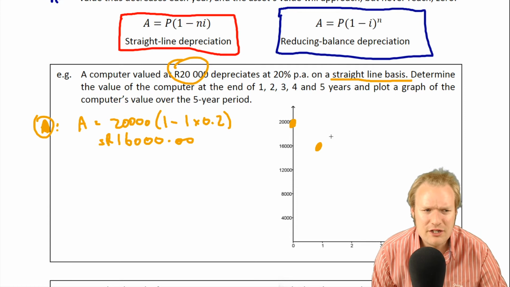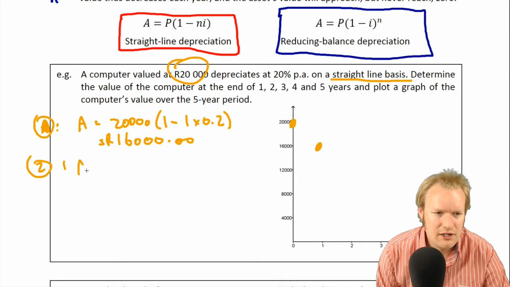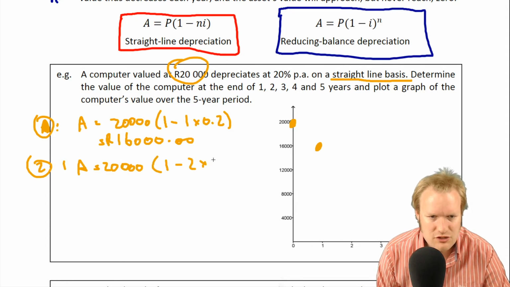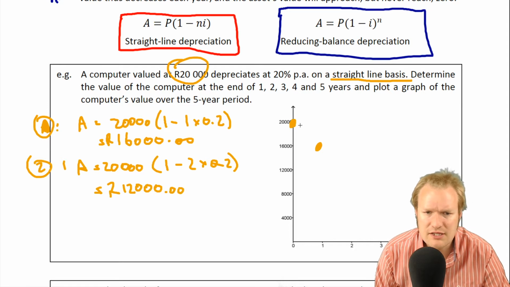Now it's already going to be a straight line graph, so what do you think the rest is going to look like? So let's go through to our value of our 20,000 Rand computer. After 2 years, 1 minus 2 times 0.2, into the calculator, well, it's losing another 4,000 Rand. So we're down to 12,000. Remember, for this one, we're losing the same amount each time.